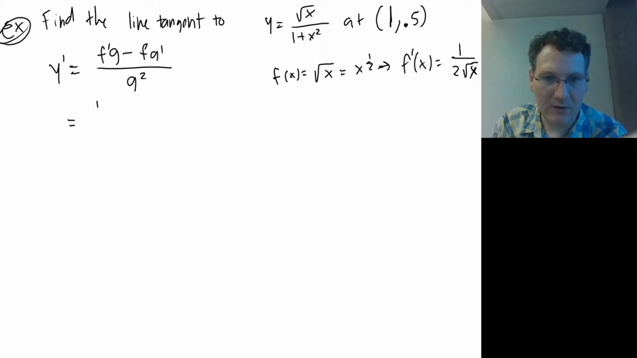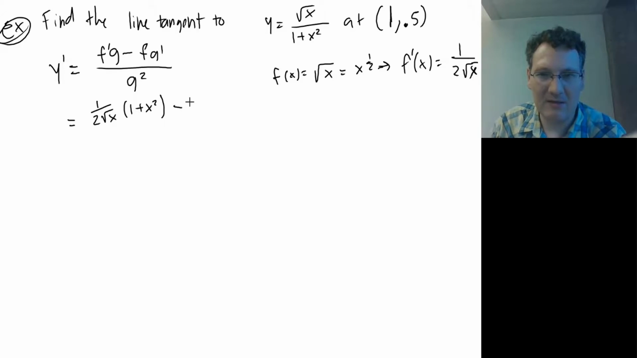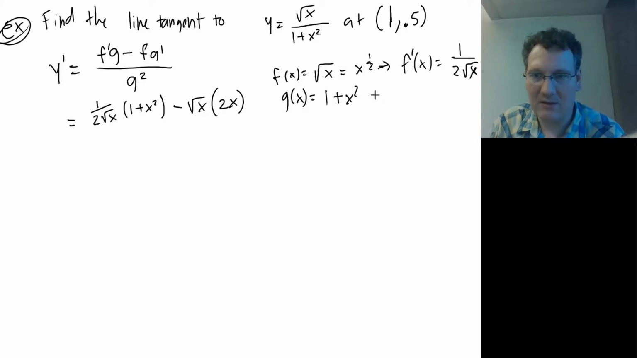So we have 1 over 2 root x times 1 plus x squared, that's g of x, right? Minus square root x times the derivative of 1 plus x squared, which is going to be 2x, right? Just to remind you, g of x is my 1 plus x squared. So g prime of x is, the derivative of 1 is 0. The derivative of x squared is 2x, right? All of this over 1 plus x squared squared.